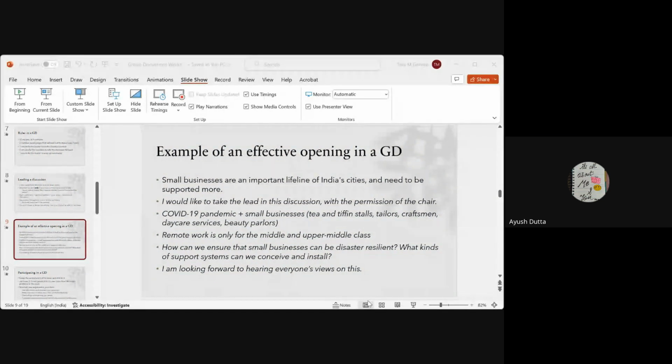We would like to discuss small businesses and the impacts of COVID-19 on the small businesses of India today. We would also like to discuss remote work and which sectors of society remote work applies to. And we'd like to also get your views on various viewpoints about this topic.